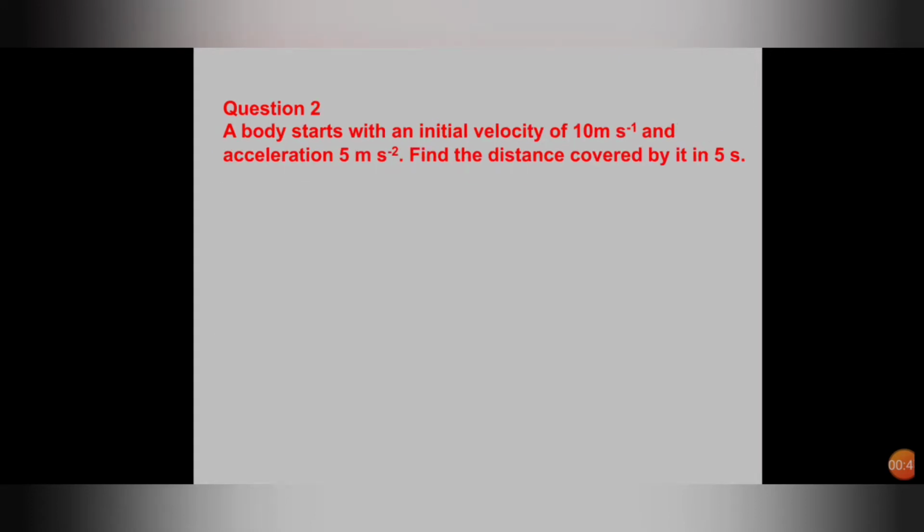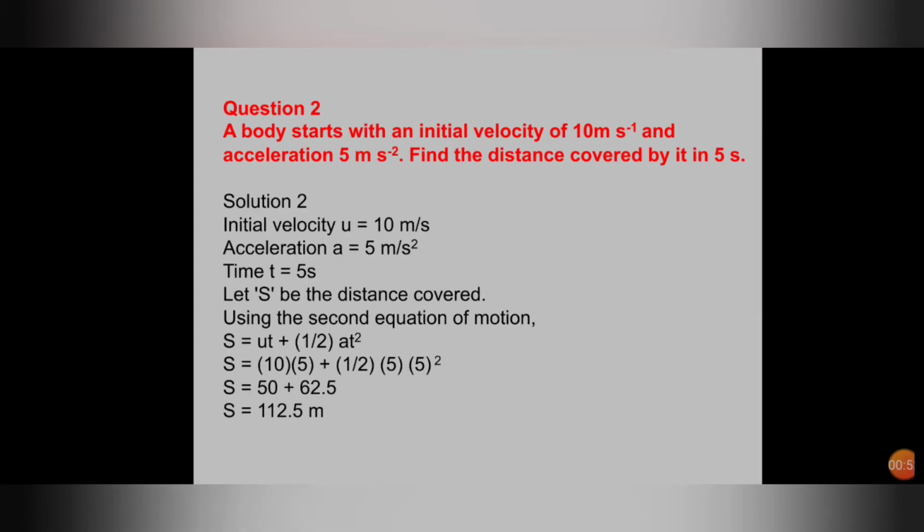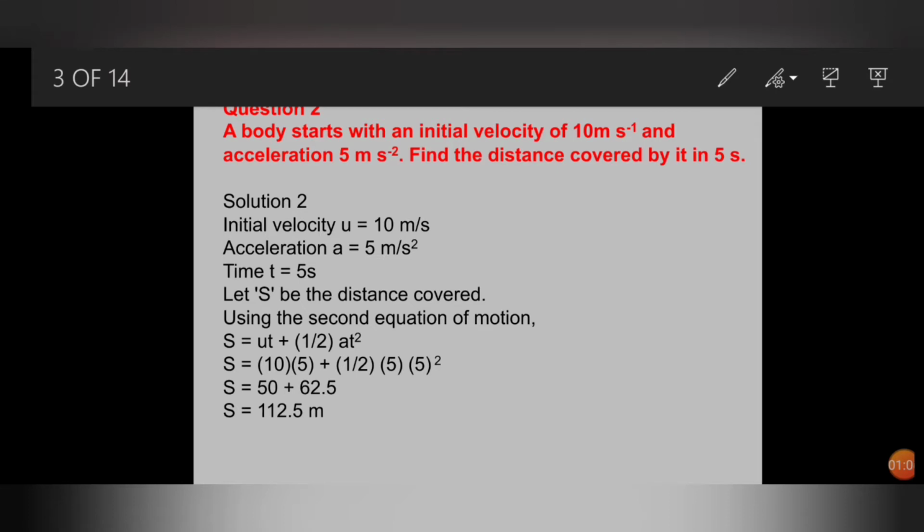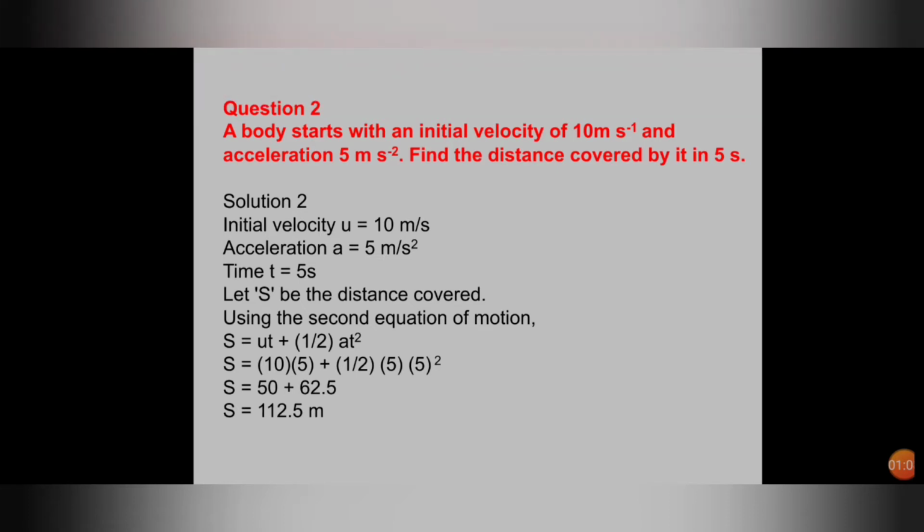We come to question number 2. It says a body starts with an initial velocity of 10 meter per second. So u is 10 meter per second here. Acceleration is given as 5 and we have to find the distance in 5 seconds. So again we substitute in the formula s is equal to ut plus half at square. When you substitute that, you get 50 plus 62.5, that is 112.5 meters. That's the second answer, children.